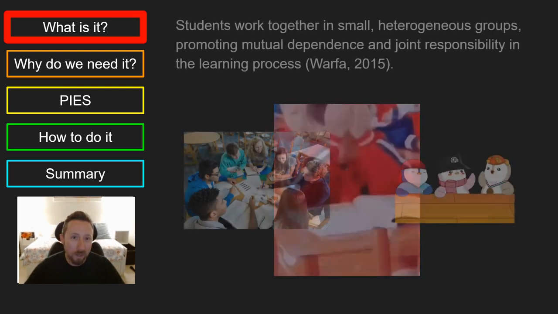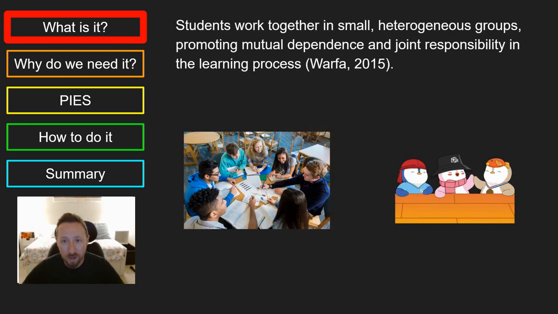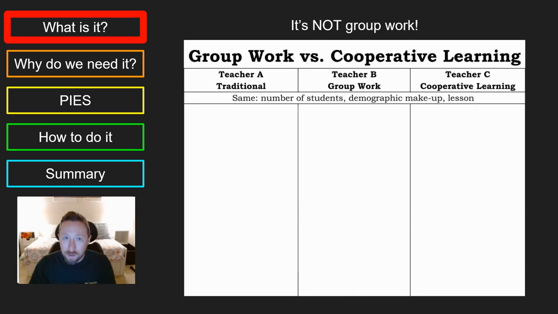Well, cooperative learning is essentially that, where students work together in small, heterogeneous groups that promote mutual dependence and joint responsibility in the learning process, right? They're working together on a common goal and they're all interacting with each other simultaneously. Cooperative learning is not group work.